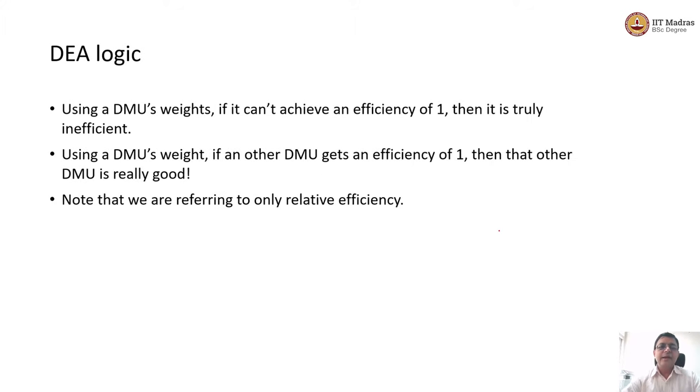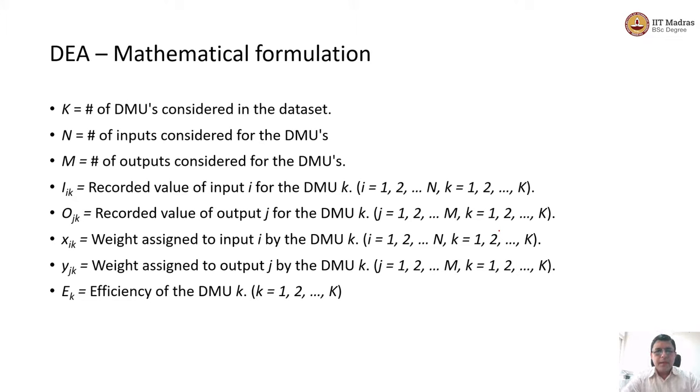Now, towards that, let us define the notations. Let us say that the number of DMUs considered in this data set be capital K. In the examples that we have looked at so far, we had 5 sales offices, so here K was 5. The number of inputs considered is capital N. The number of outputs considered is capital M. So far we have looked at 2 input examples, so capital N was 2. We have looked at 2 output examples, so capital M was 2.